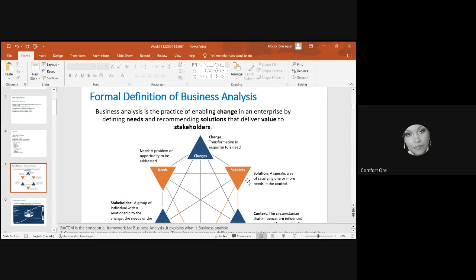So how BABOK defines business analysis is as a practice of enabling change. You enable change, but before you enable change, there has to be what we'll call a current state. Now, the current state will help you define what the problem is. So before you get into a project or an organization, it could be that the problem is that you're trying to automate a process. Does that make sense, if you're automating a process?